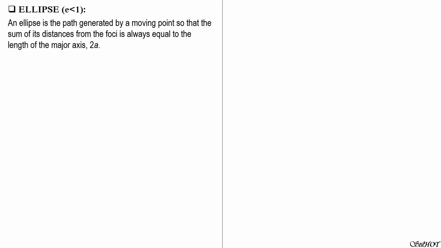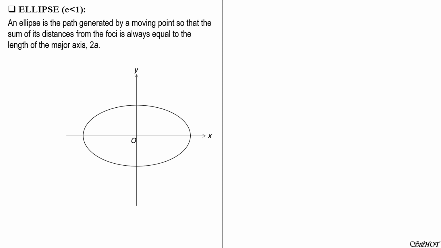So to derive the equation of the ellipse, let's have the elements of the ellipse. First, let's consider the center of the ellipse at the origin, as shown in this figure here. So we have here the foci at negative c comma 0, F1, and F2 at c comma 0.